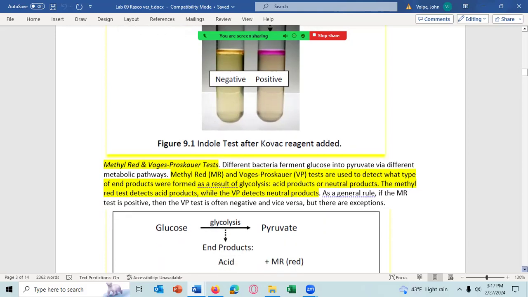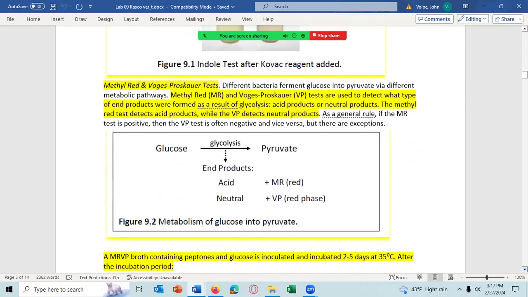All right, let's move on to the methyl red and Voges-Proskauer test. These two tests are in the same tube. And what's frequently done is an individual inoculates one tube of MRVP. They then incubate the tube, and then after incubation, they split the tube into two portions. One portion is used for the MR test. The other portion is used for the VP test. Any questions about any of that?